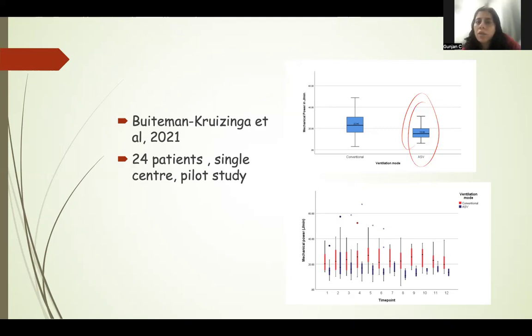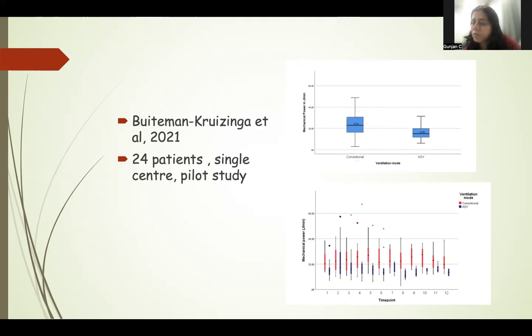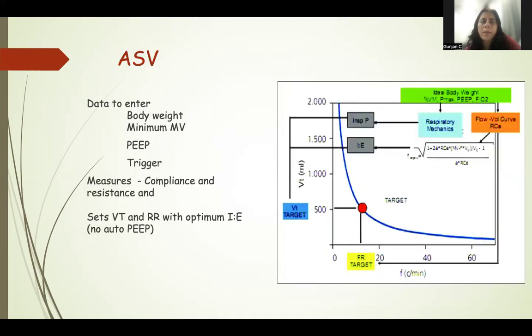And this was seen throughout all the timelines. All throughout the timelines, you can see that the mechanical power is lower with the adaptive support ventilation as compared to the conventional ventilation. Okay. So what is adaptive support ventilation?